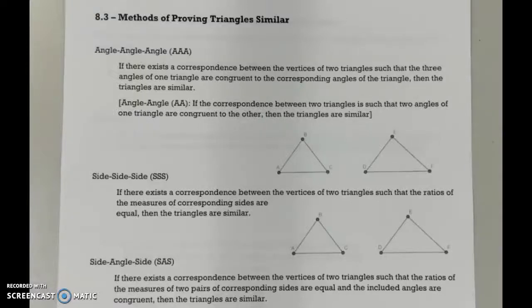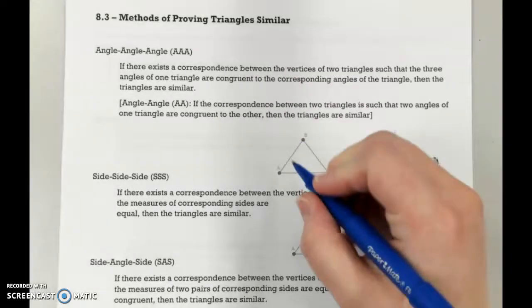We are continuing on in Chapter 8. This is our second set of notes, and we are still talking about similarity, and we're going to focus on similar triangles. So the first thing we want to discuss is ways that we can prove or know ahead of time whether or not triangles are in fact similar, and then use what we know about similar triangles to solve problems. So the first way that we can prove triangles are similar is if all of their corresponding angles are congruent.